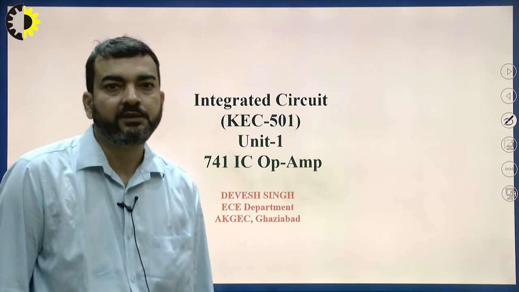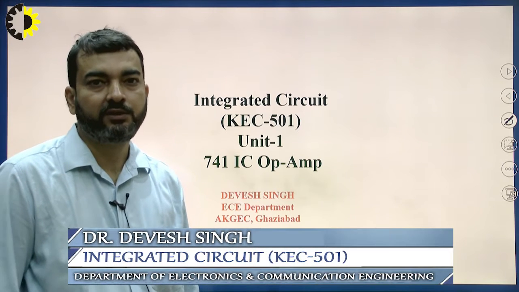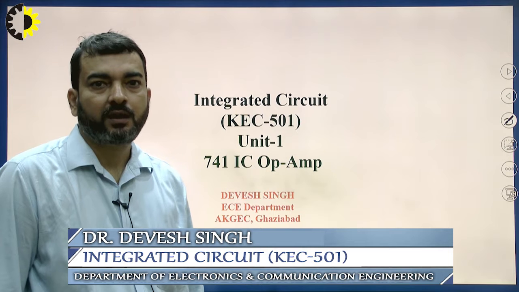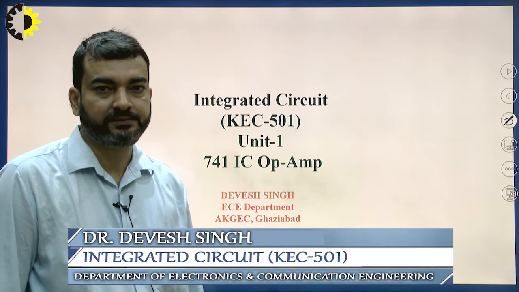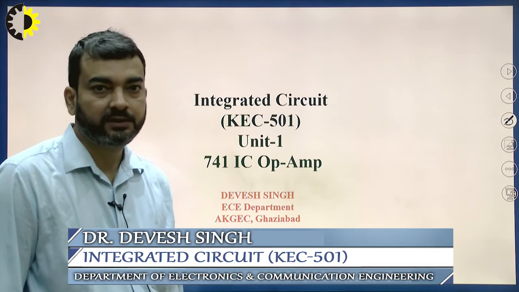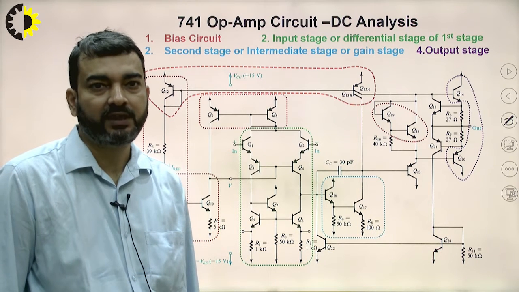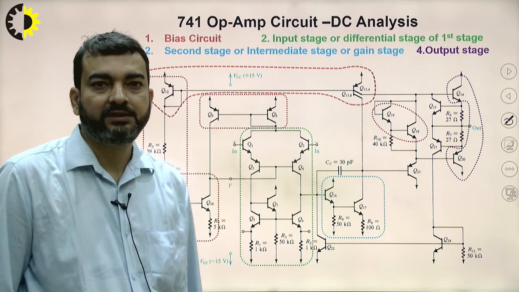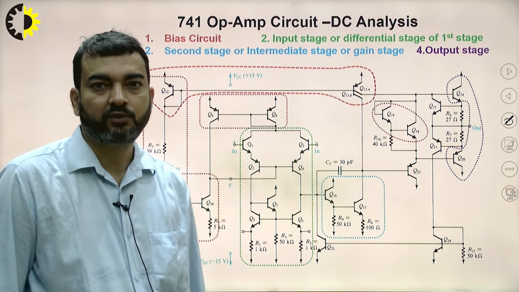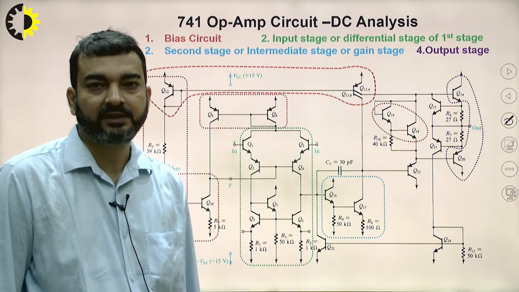Okay, good morning. So today we will continue the previous lecture of 741 IC. In the last lecture, we have seen the complete schematic of 741 IC. In this structure, a total of 23 transistors are there, one capacitor, and a few resistors.